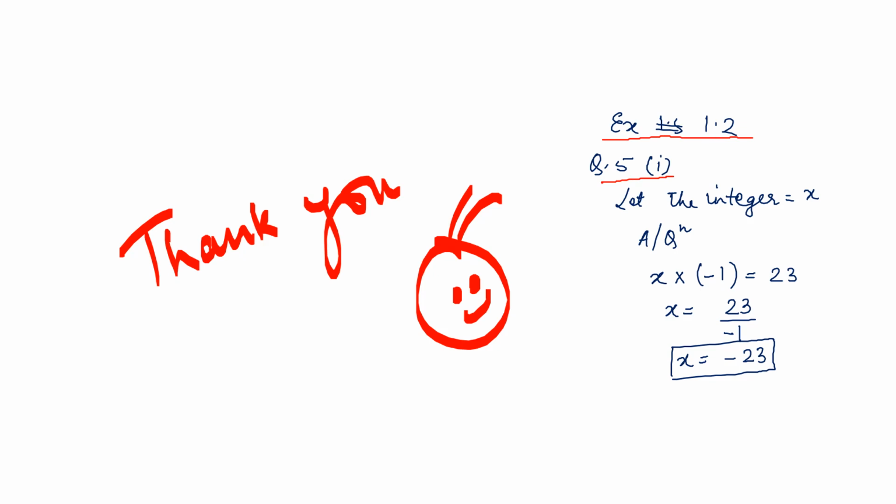Here they are asking which number should be multiplied with minus 1 to give 23. Whenever they say which number, let the unknown value be x. x into minus 1 is 23. So, multiplying minus 1 on one side, it will be divided on the other side. x is equal to 23 by minus 1, which is equal to minus 23. I hope this much is clear to you.